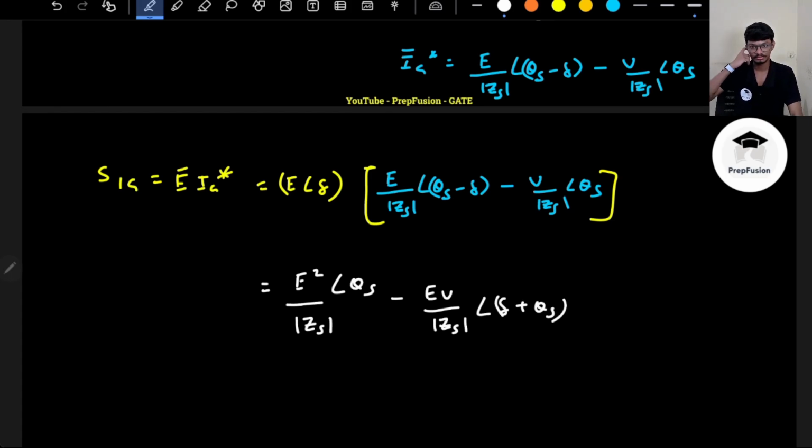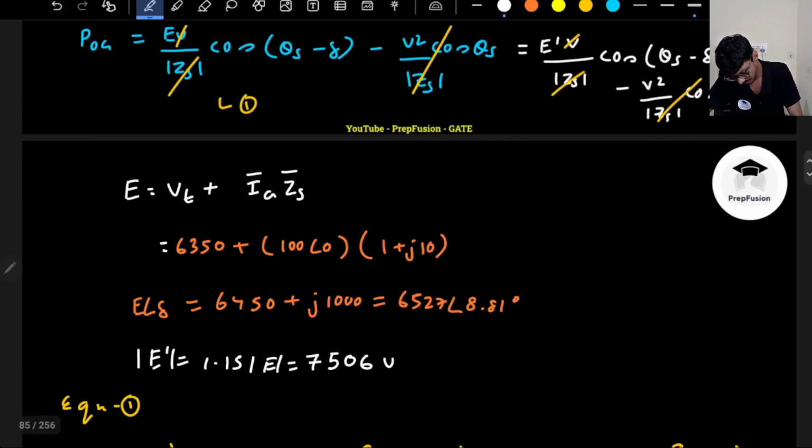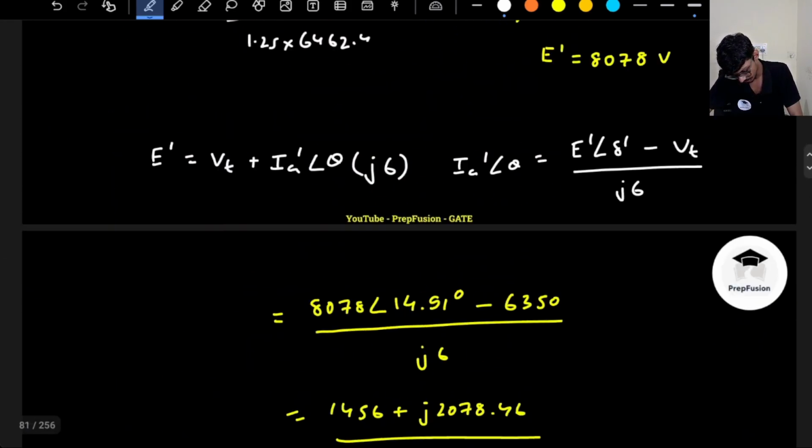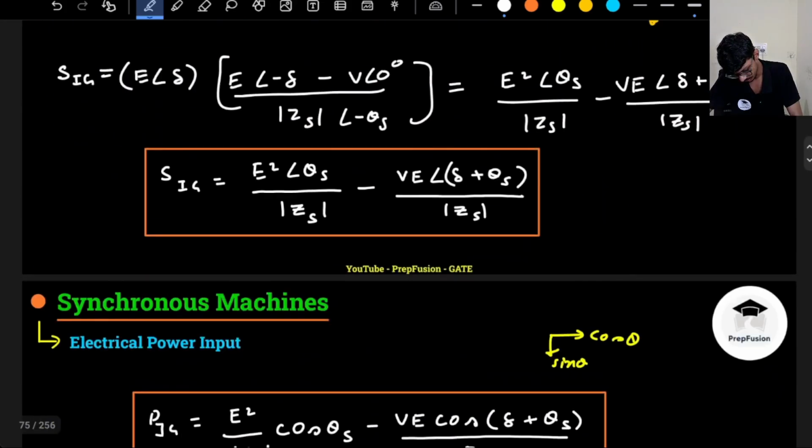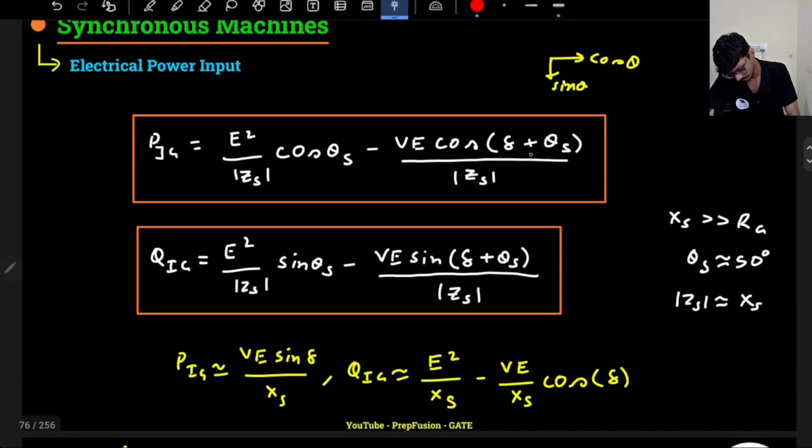Am I doing something wrong? Because this should have been, I think, this. Okay, this is theta s plus delta. Did I do something wrong here? I was remembering something. Did I do something wrong in the derivation? No, this is correct only, right? Yeah, this is plus only. That's correct. Okay.